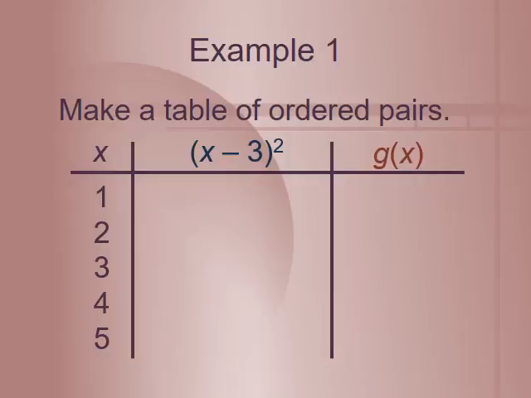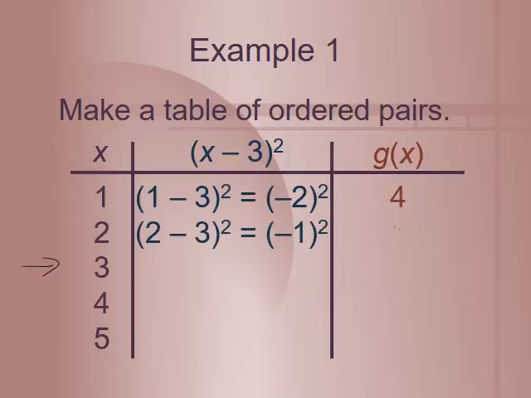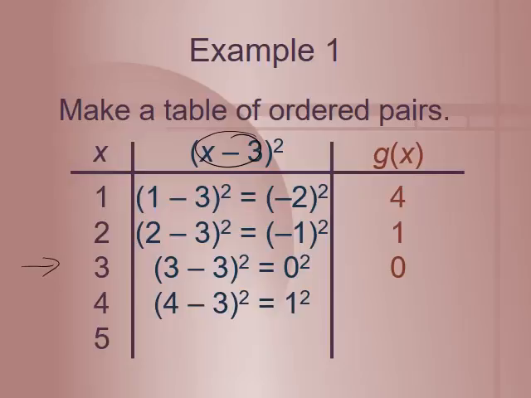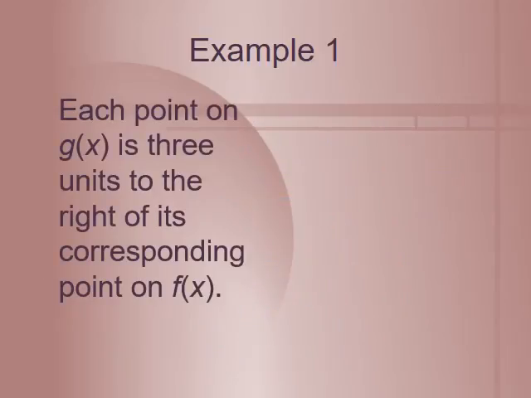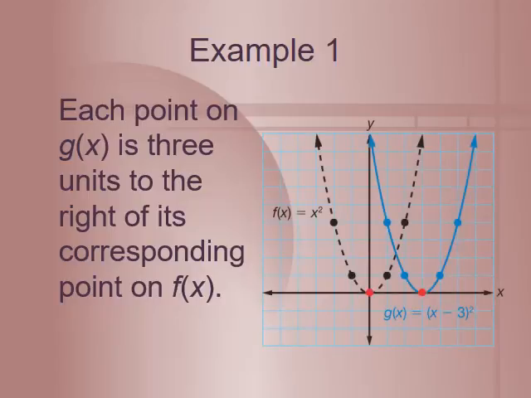So in this example, they used 1, 2, 3. 3 was our number in the middle. 4, 5, 6, or 4, 5. Okay. And whenever you go through and figure those, all you're doing is everything inside the parentheses and then squaring it. We get 4, 1, 0, 1, 4. Now we need to graph that. So when we graph that, it's going to look like that. Notice it moved over 1, 2, 3 spaces.